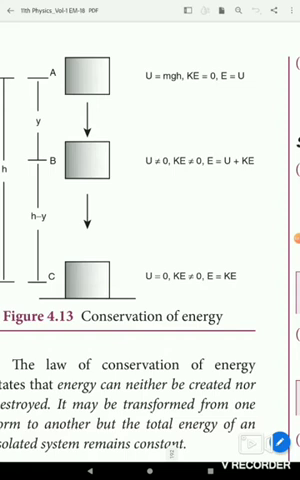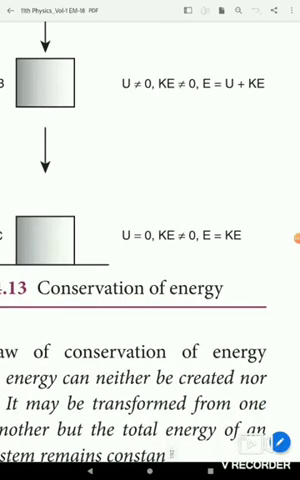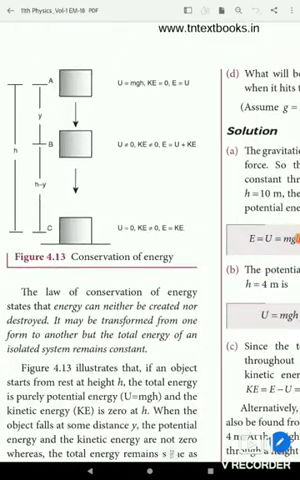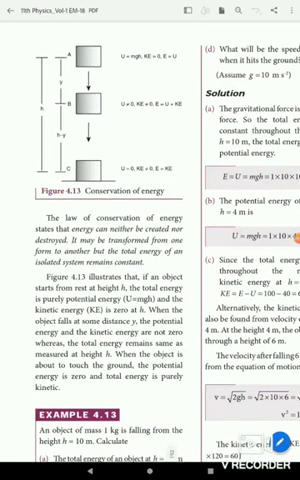And the object reaches the ground at the point C. Potential energy becomes 0. Kinetic energy is not equal to 0. That means E is equal to KE. U is the potential energy, that is equal to mgh. Okay, do you understand this one?